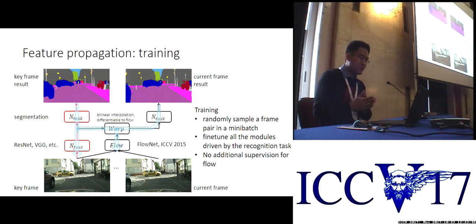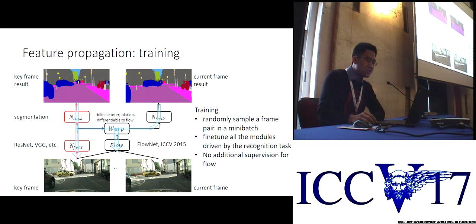Then next we come to the training. When the flow field is also estimated by a network, the entire architecture can be trained end-to-end, with both the image recognition and the flow networks optimized for the recognition task.